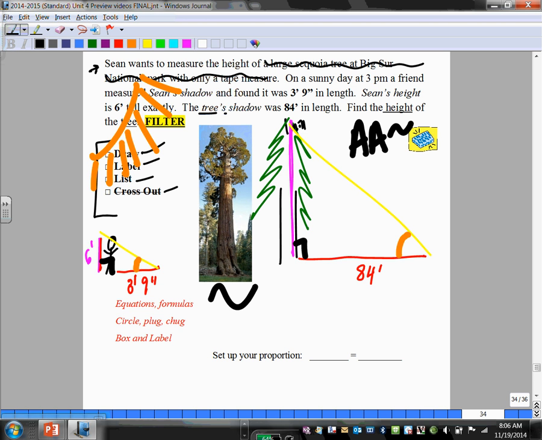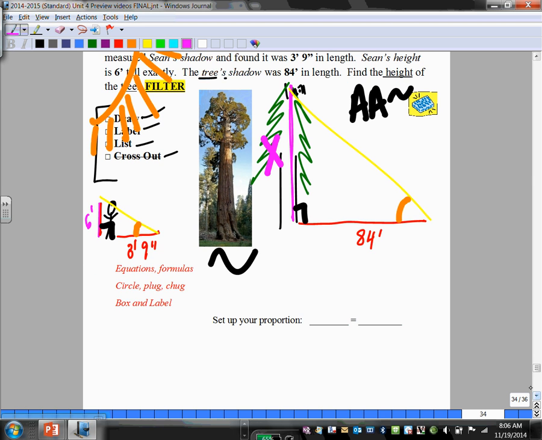Once we have a similarity, we're going to make a proportion here. Here's our x. Now, this seems real simple. What I'm about to show you is wrong. So I'm going to copy it down, but you want to be very careful. What I'm about to show you is wrong. I'm going to go height over height equals shadow over shadow. So I have 6 over x equals 3.9 over 84.